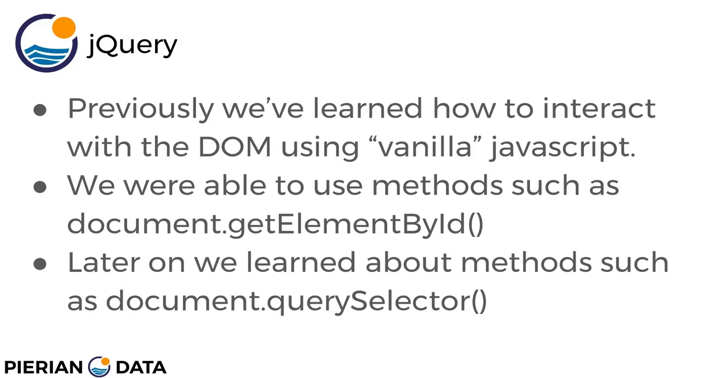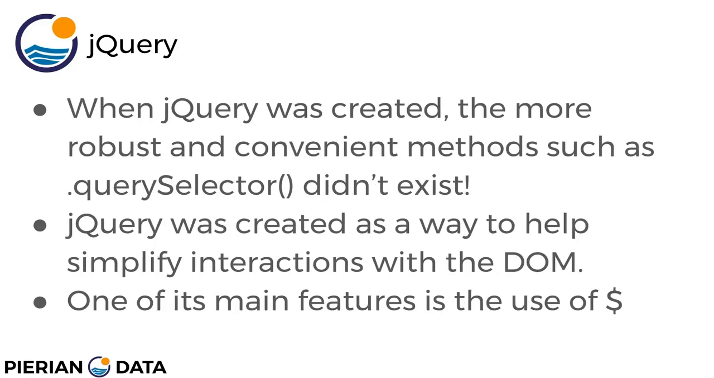Previously, we've learned how to interact with the DOM using what's known as vanilla JavaScript, which is another way of saying just plain JavaScript. And we were able to use methods such as document.getElementById, and later on we learned about methods such as document.querySelector. When jQuery was first created, the more robust and convenient methods such as .querySelector and .querySelectorAll actually didn't exist in vanilla JavaScript. So jQuery was created as a way to help simplify interactions with the DOM, and one of its main features is the use of the $ sign.